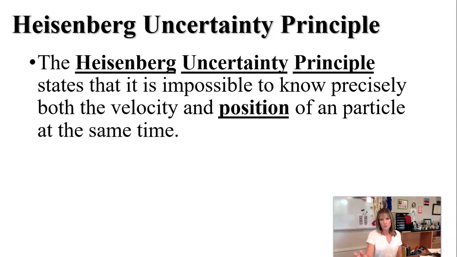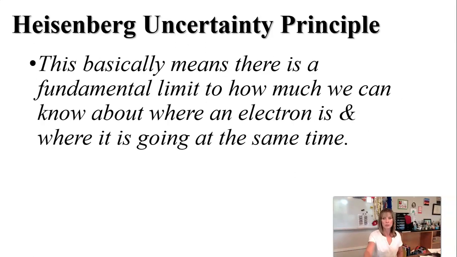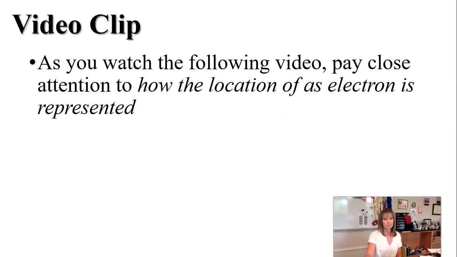The Heisenberg uncertainty principle says that you can't know both the location and the velocity of a particle at the same time. So while we might be able to guess where an electron is, we can't know how fast it's going. If we kind of know how it's moving, we don't know exactly where it is. So it's an uncertainty principle. Basically, there's a fundamental limit to how much we know about where an electron is and where it's going at the same time.